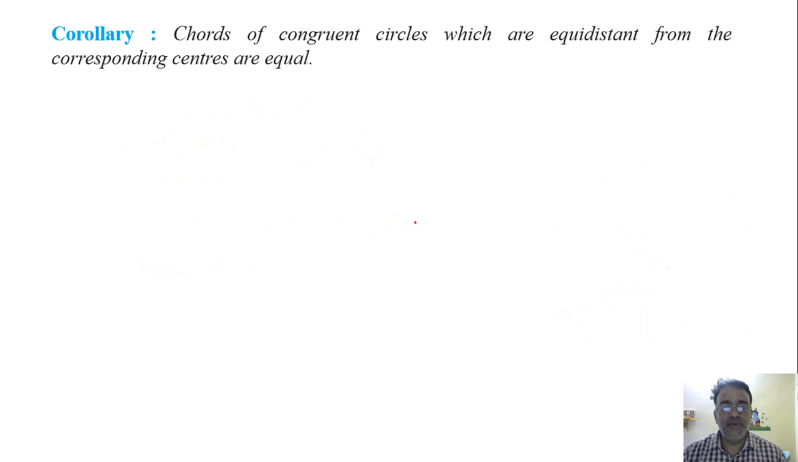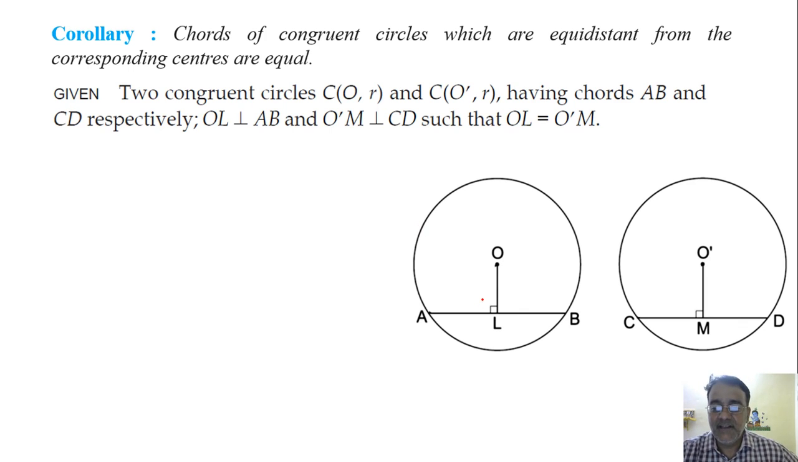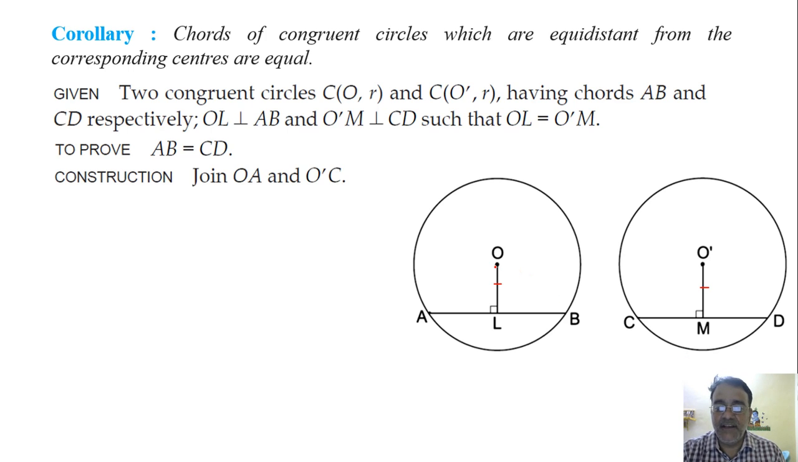Now let us move toward the next one. Chords of congruent circles which are equidistant from the corresponding centers are equal. The same theorem is also applicable for congruent circles. So here OL is equal to O dash M is given, and we have to show that AB is equal to CD, and these two circles are congruent circles, right? So we will join OA here, O dash C.